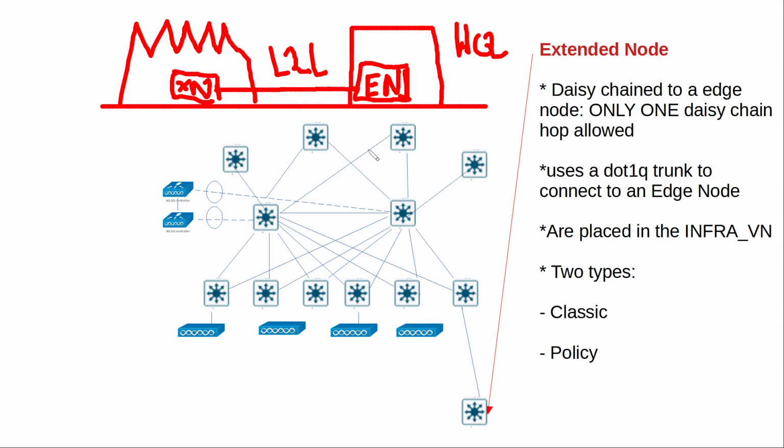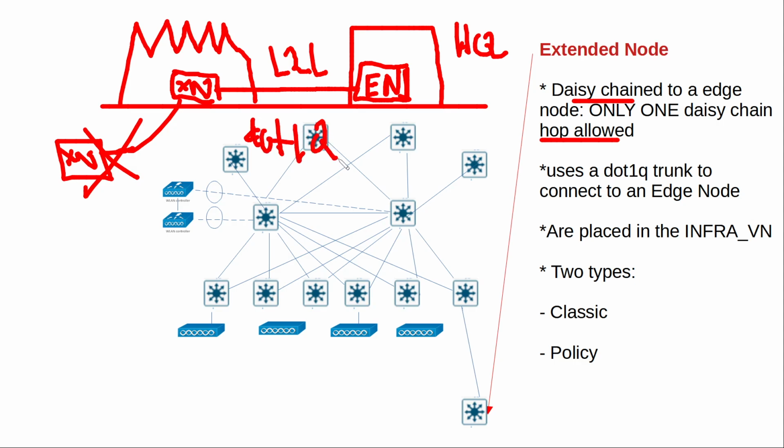So you have to follow some rules in order for this to work. You will be daisy chaining your extended node to your edge node, and you have only one hop allowed for this daisy chaining. So that means that if you wanted to connect an extended node to your extended node, that will not be allowed, and you will have to run here .1q. So you have a trunk here in order for this to work.